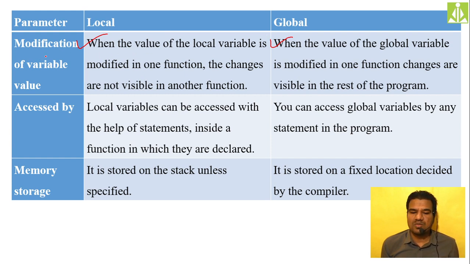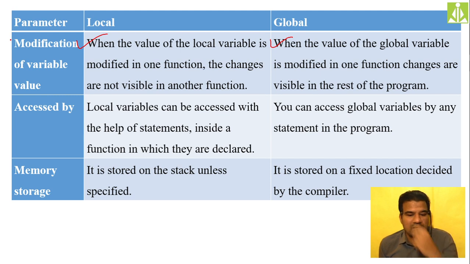Accessed by, the next parameter, is where exactly we can access. Local variables can be accessed in all the statements present inside the function where they are declared. If you are declaring local variables in one particular function, all the statements inside that function can access your local variables, within that block limitation. Global variables, throughout the program, any statement inside your program can access the global variables. There is no limitation, no confinement, no restriction.